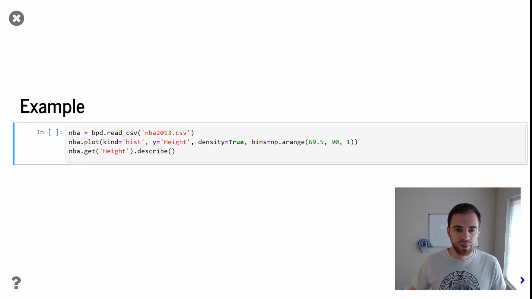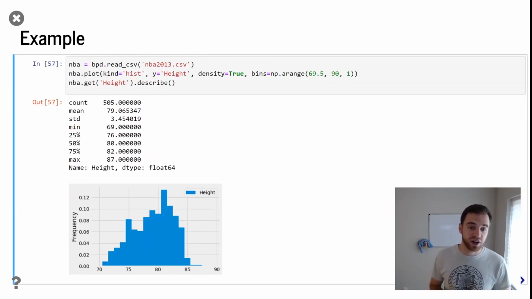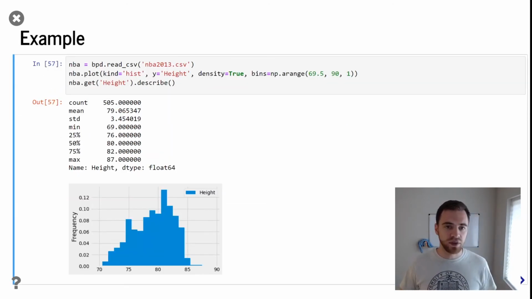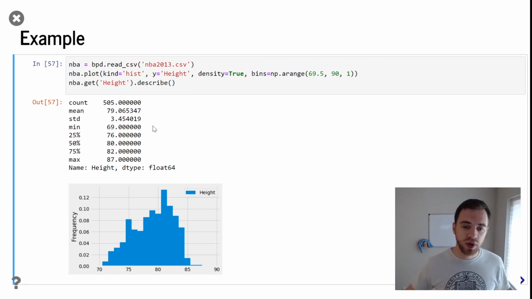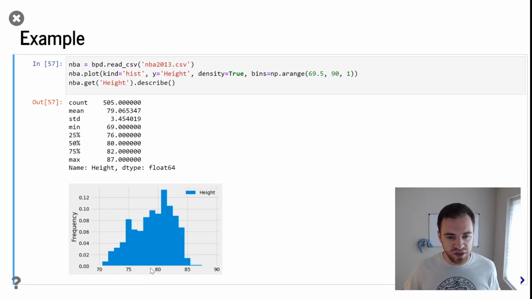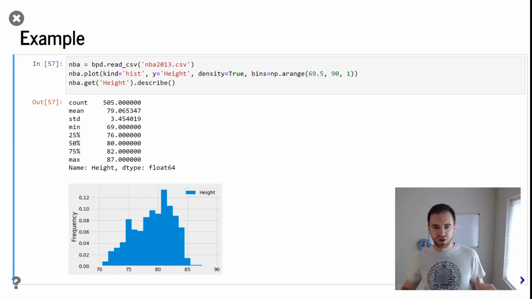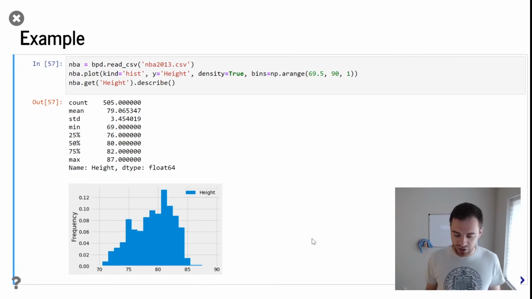So let's take a look at an example. I have NBA players, and I have their heights. So if I look at this, I've got the mean height of an NBA player is 79 inches tall. So I can look at the distribution here. The mean is about right here. Notice that this distribution is not really bell curved. Okay, it's kind of a skewed bell curve. It's kind of like ramping up here and then it drops off because there are really not that many players above 85 inches tall. Not that many humans above 85 inches tall.